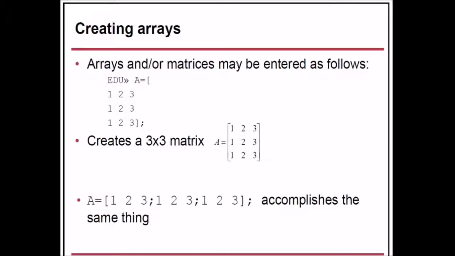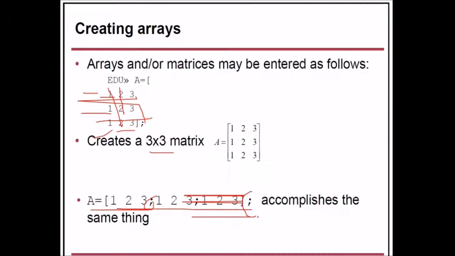And how to create an array in Matlab? Arrays or matrices may be entered as follows. See, this is A is equal to, this is the matrix 1 2 3, 1 2 3, 1 2 3. These are the rows and these 3 are the columns. So ultimately you have created a 3 by 3 matrix which is named A. If you don't want to use enter, you can write it in the same line at the command prompt: 1 2 3 semicolon, 1 2 3 semicolon, and finally ending it with a semicolon. So it will do the same thing.